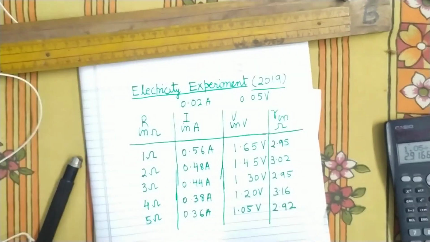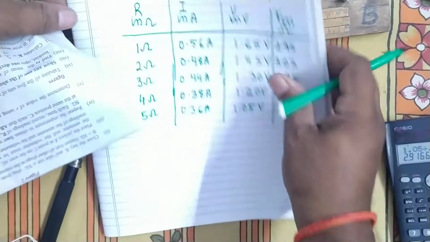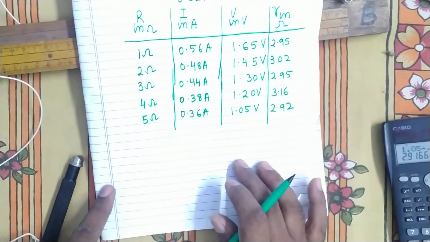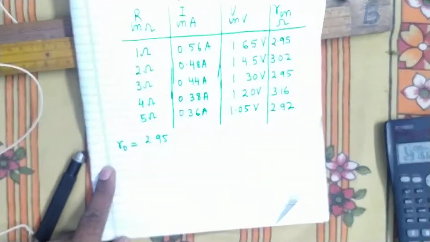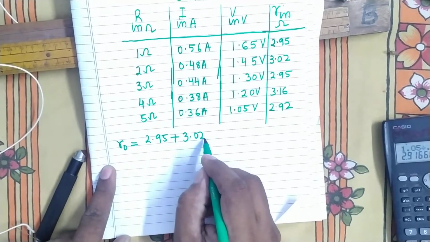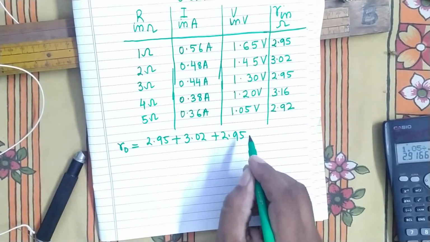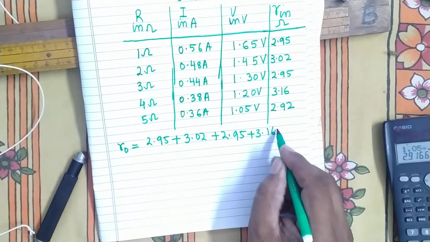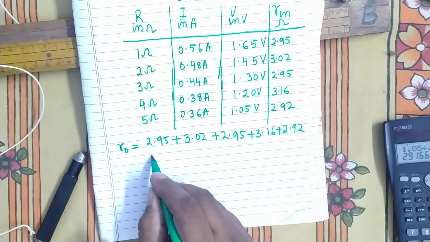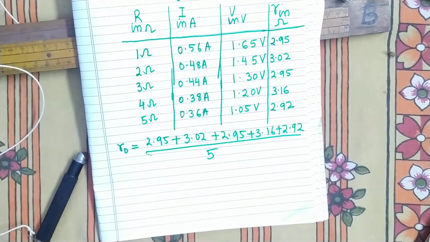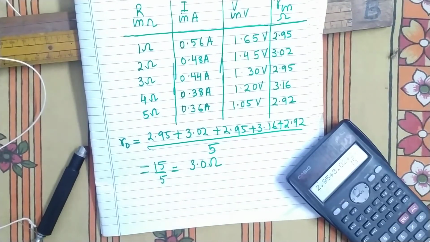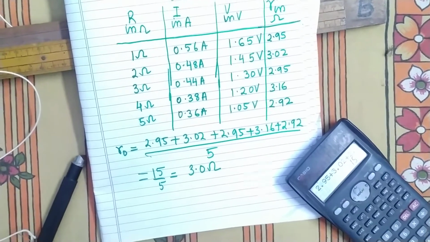So see here, that I am going to do here. You write down, record the mean. So R naught will be equal to 2.95 plus 3.02 plus 2.95 plus 3.16 plus 2.92 divided by 5. So here R naught comes out 3.0 ohm. R naught is 3.0 ohm.